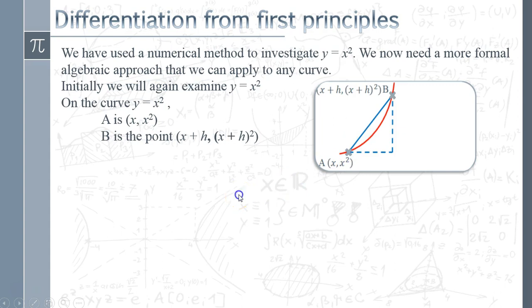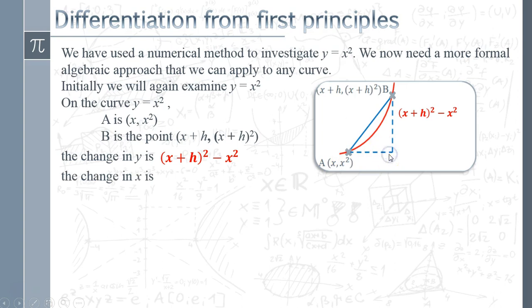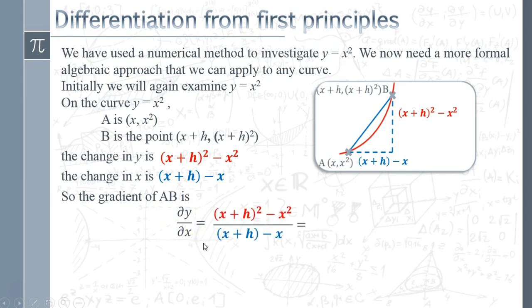So here we go. The change in y, so what we're going to need to know is that distance there, and that's the difference between the y coordinates. We've got (x plus h) squared minus x squared, so that's that bit. And the change in x, which is going to be that bit there, is the difference between the x coordinates, so it's x plus h minus x. So we've got those two things, and obviously we need to do change in y over change in x. So the gradient, delta y over delta x, is given by that expression there.